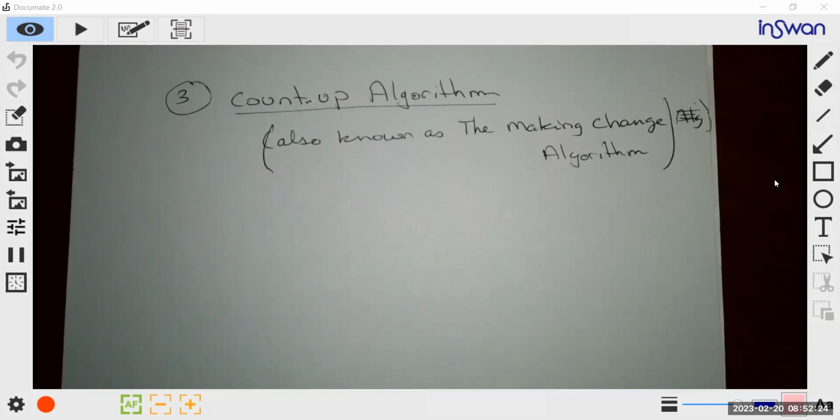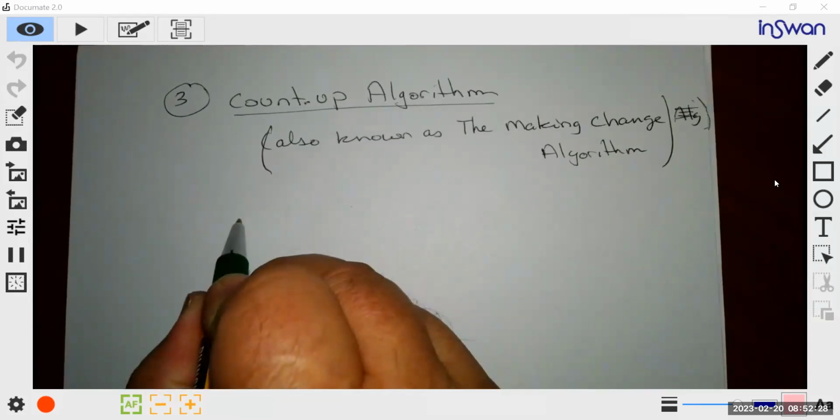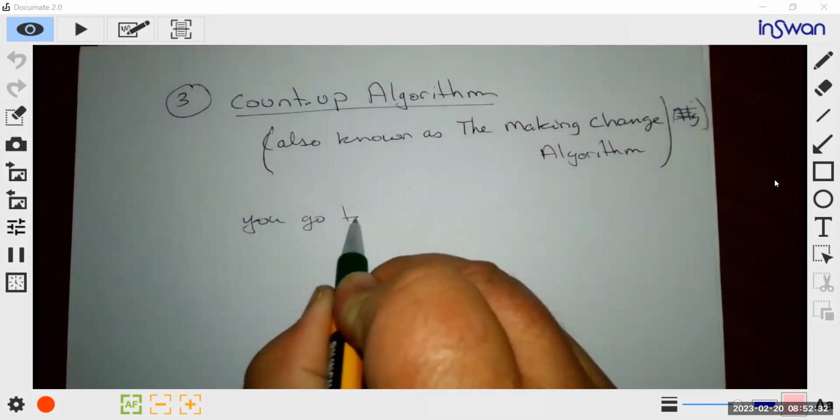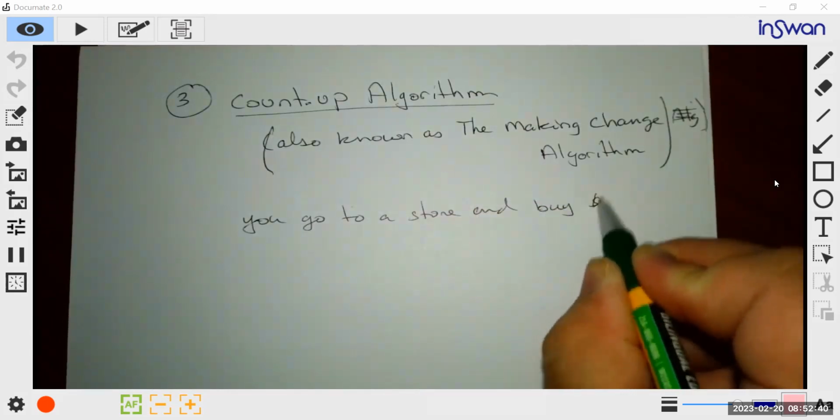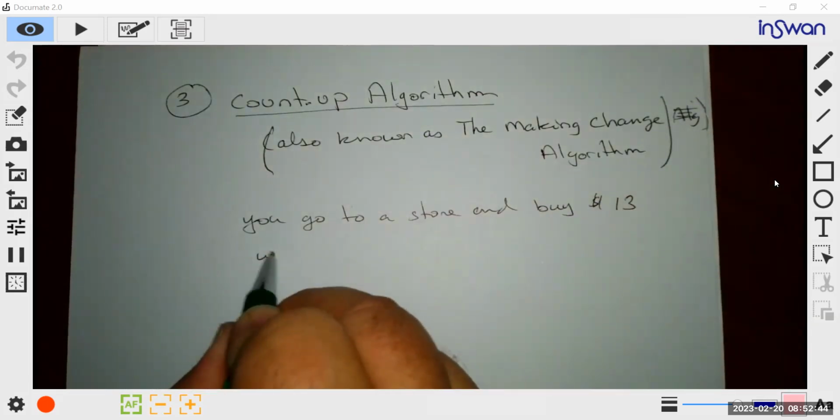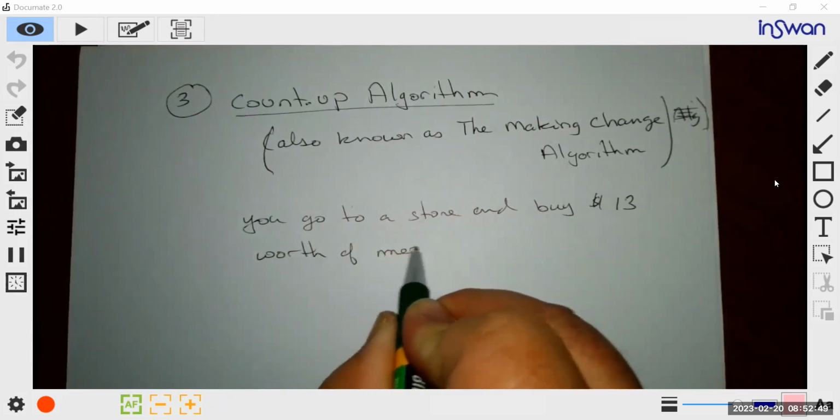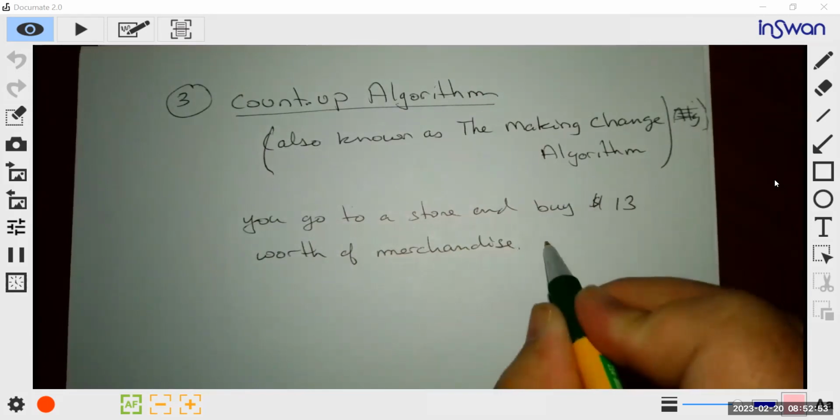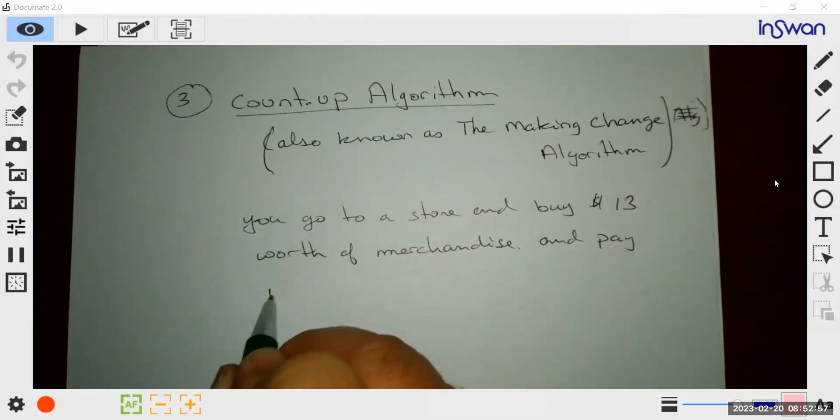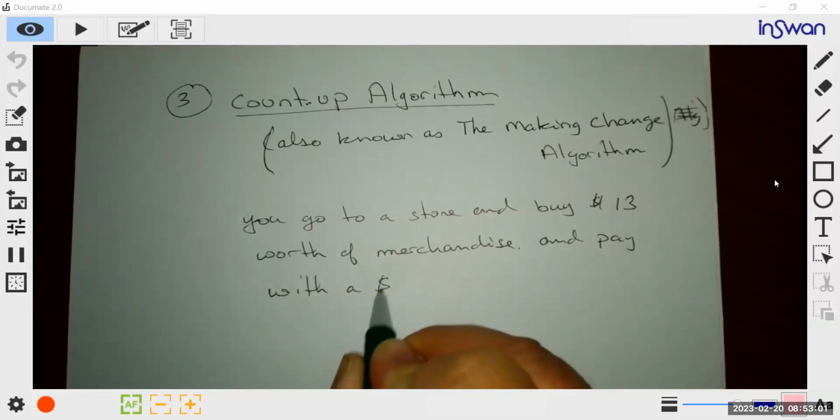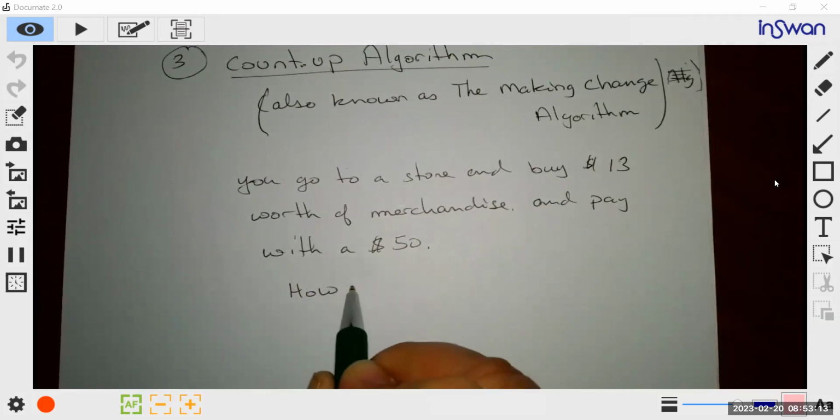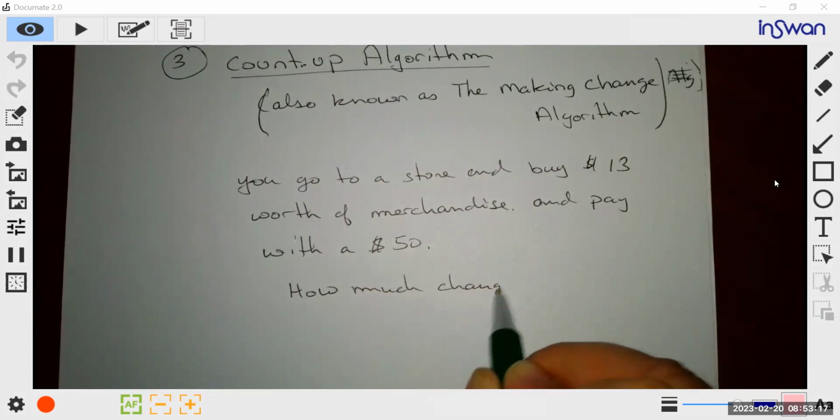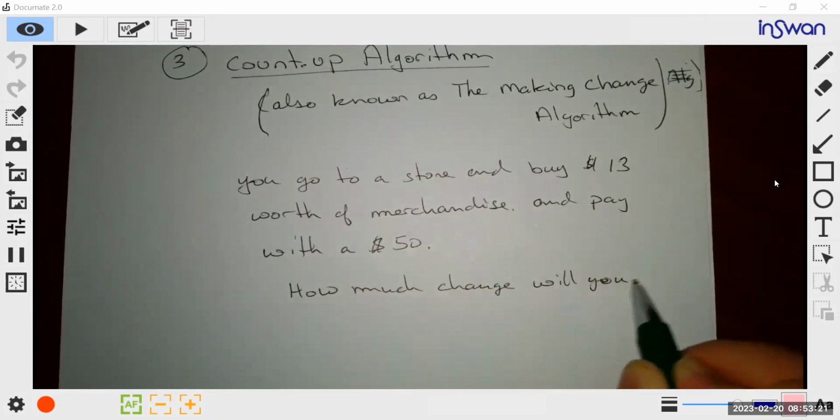You've seen this 1,000 times already. You go to a store and buy, let's say, $13 worth of merchandise, and pay with a $50 bill. How much change will you get back?